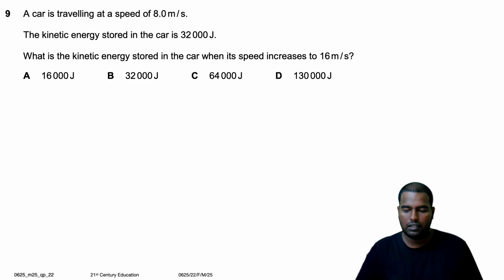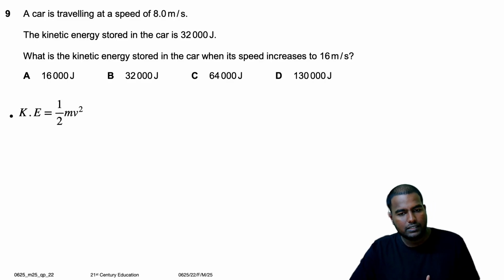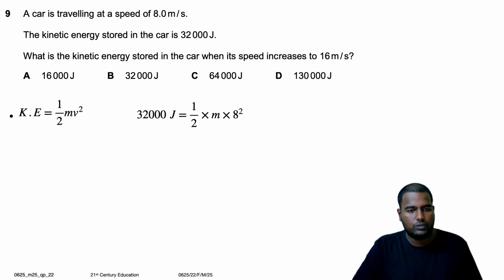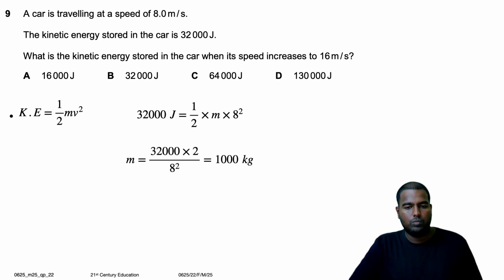Okay, we know kinetic energy is half mv square. When the car travels at 8 meter per second, the kinetic energy is 32,000. So 32,000 is half into m into 8 square. If we rewrite this equation for m, we'll get 1000 kg as the mass of the car.